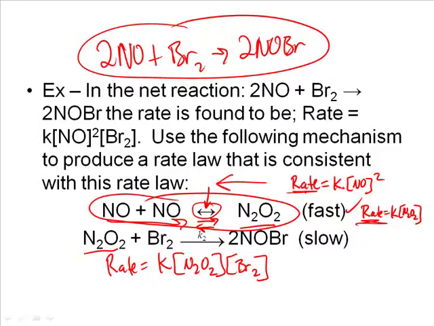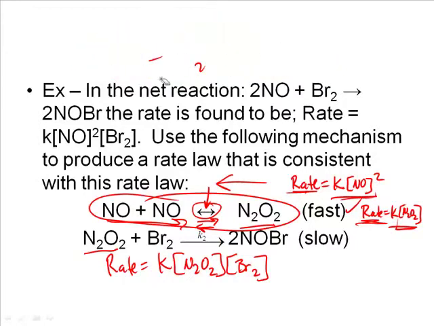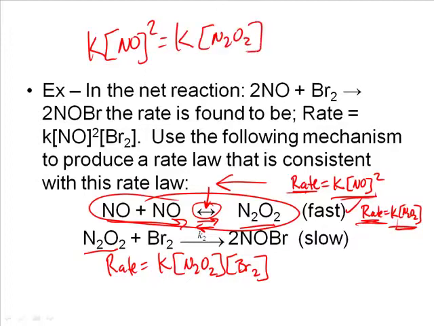If they are equal to each other, then we can just set these two things equal to each other as well. So we can say that K times the concentration of NO squared equals K times the concentration of N2O2. Notice the K's, they're going to cancel each other out. So what we've got here is that the concentration of NO squared is equal to the concentration of N2O2.